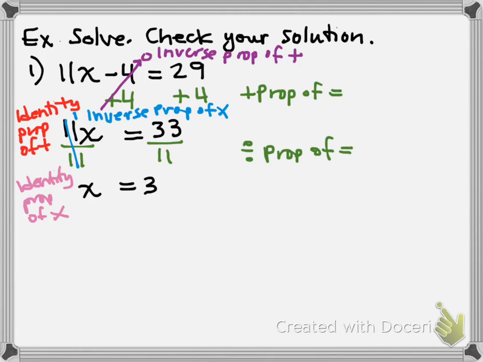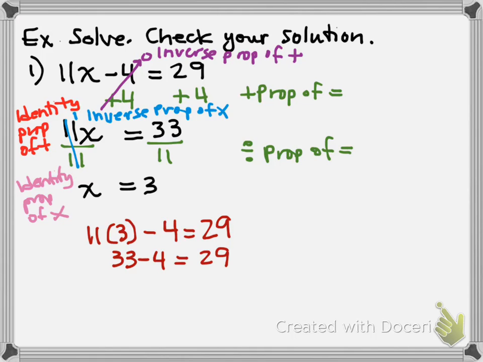Okay? And then we can check our answer. So here's what I think is amazing, is in a very short period of time, I've used 6 properties. Okay? We just don't even think about what we're doing sometimes. So 11 times 3 is 33, and 33 take away 4 gives me 29, and 29 equals 29, which says, yep, x has to equal 3.